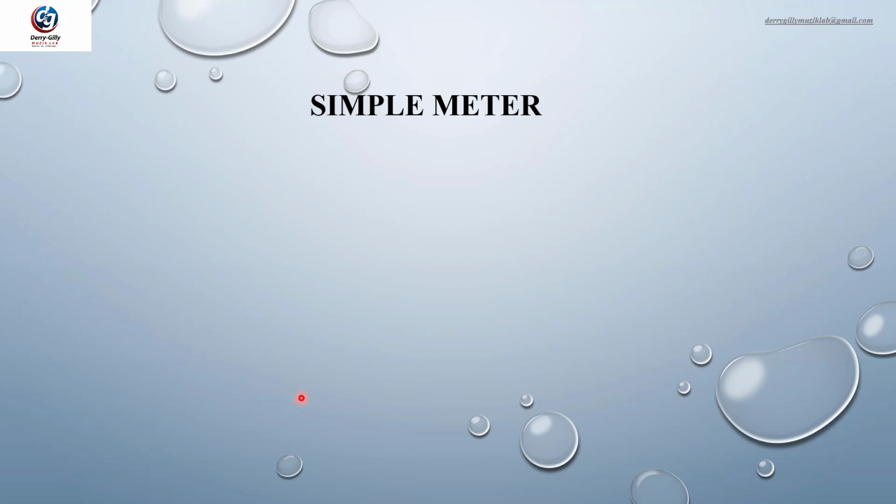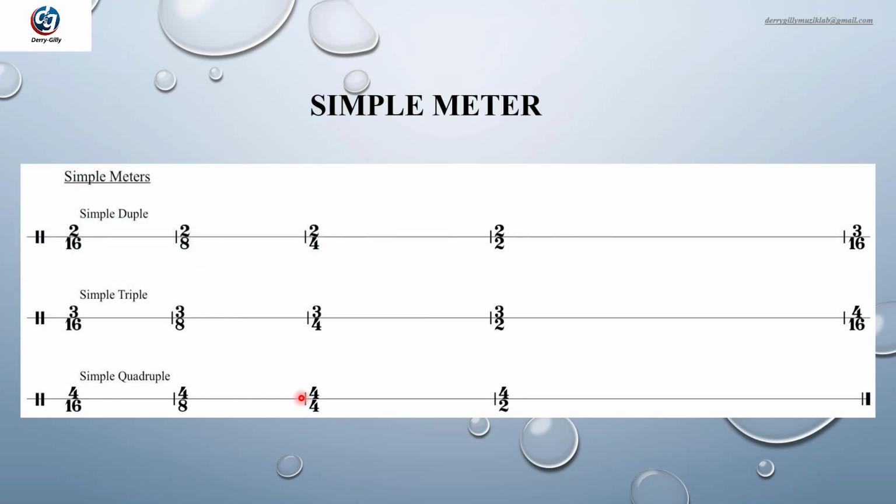If there are three pulses which are grouped together, they are simple triple, and so forth. We can have simple quadruple. And then a time signature whereas the pulse is subdivided into three portions are also called compound duple. That is three pulses, compound triple, and so on and so forth. So we look at the simple meter. Now let us address simple meter first.